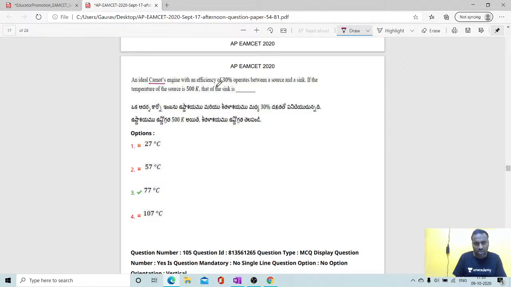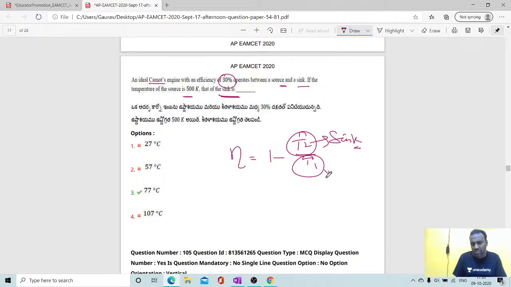An ideal Carnot's engine with an efficiency of 30% operates between a source and a sink. The temperature of the source is 500 Kelvin. Find that of the sink. Efficiency is equal to 1 minus T2 by T1. T2 is the temperature of the sink, the lowest temperature. T1 is the temperature of the source. Here efficiency is given, students, as 30%. So 30 by 100 equals 1 minus T2 by T1.